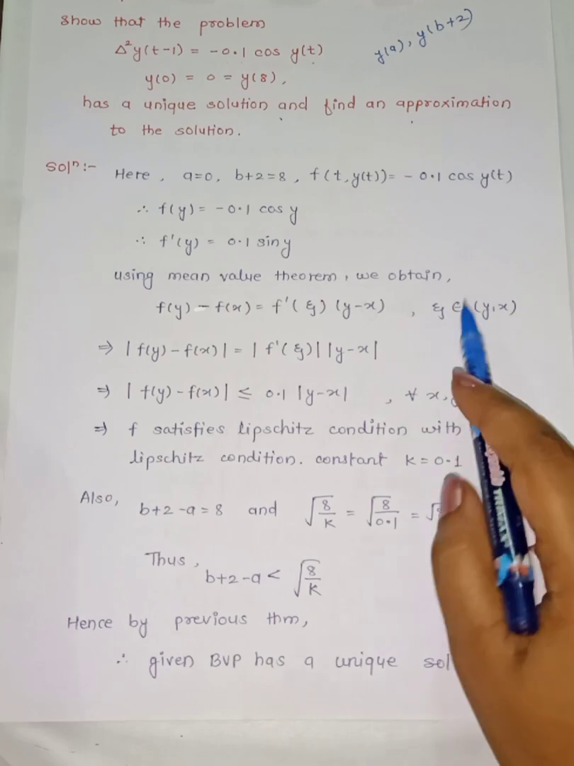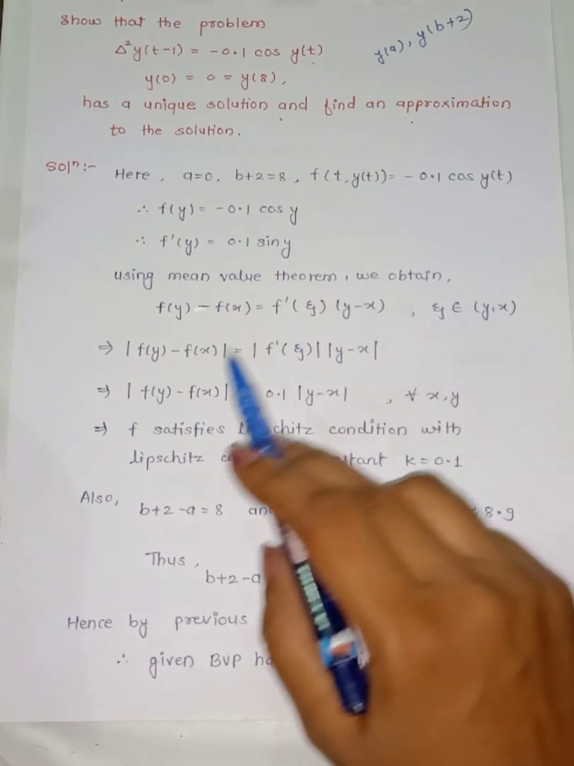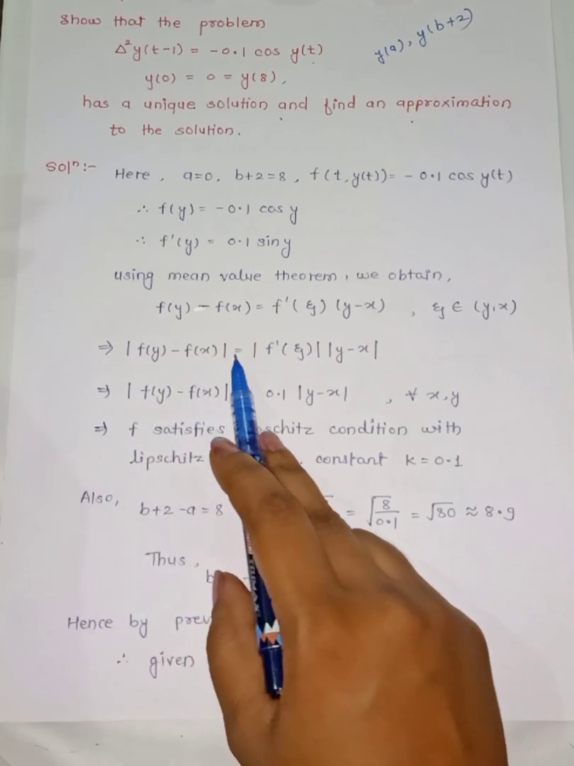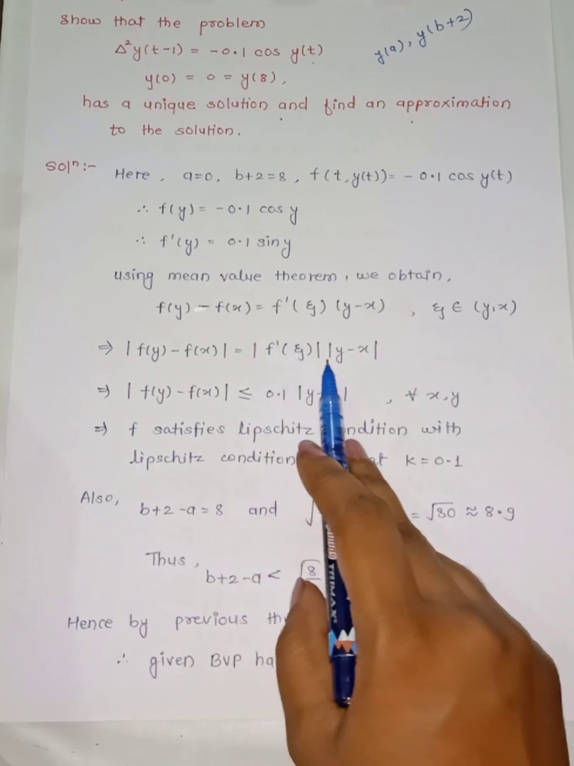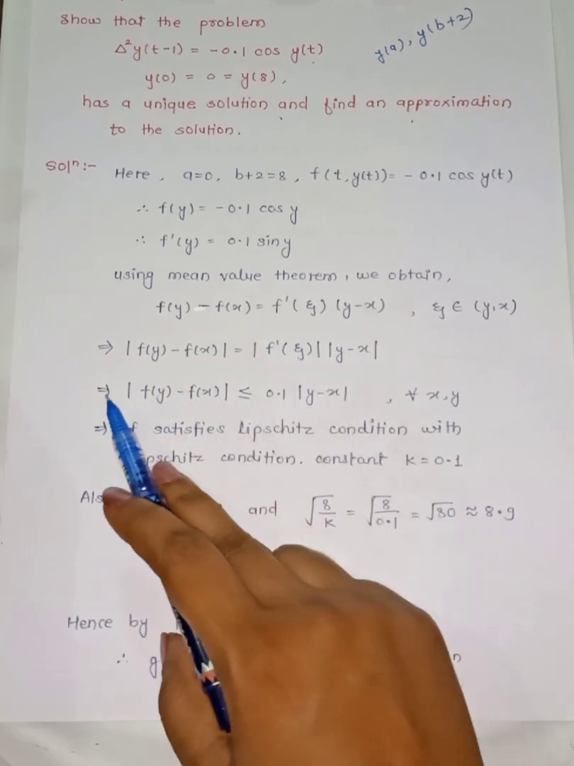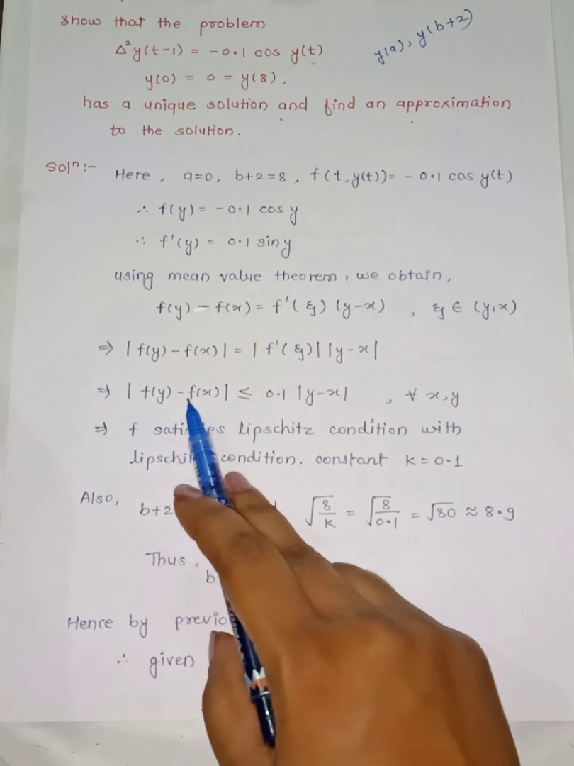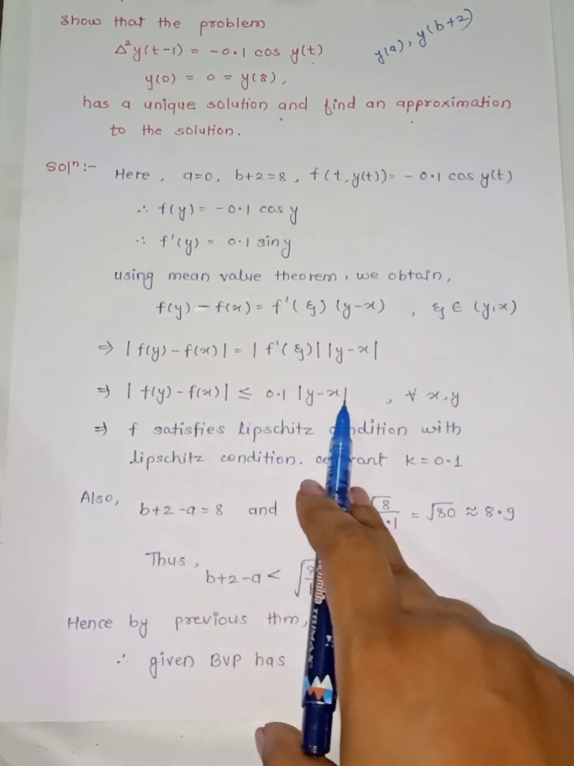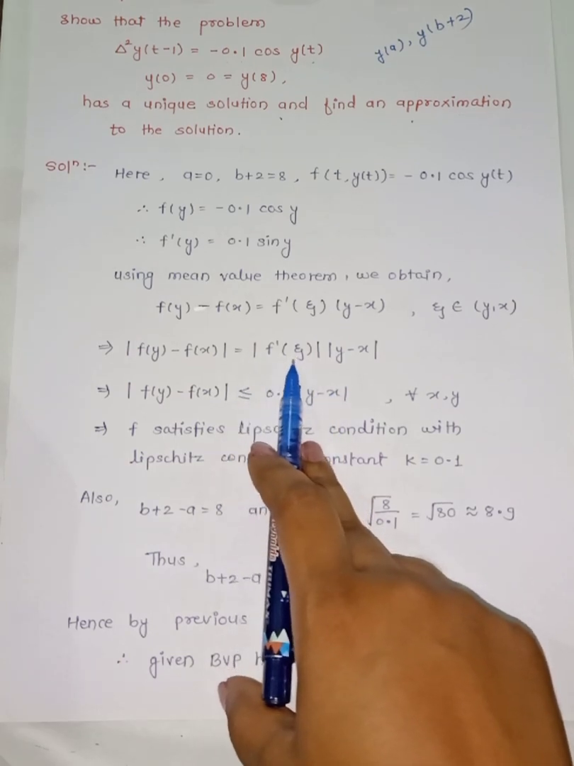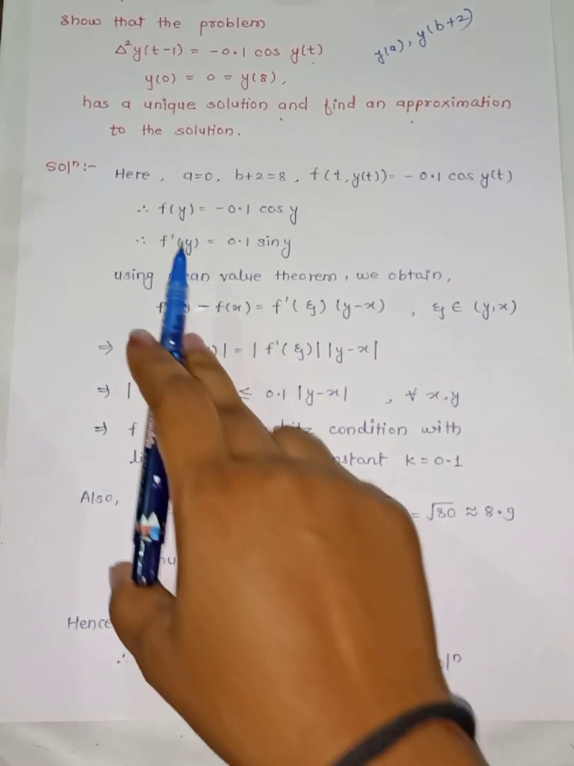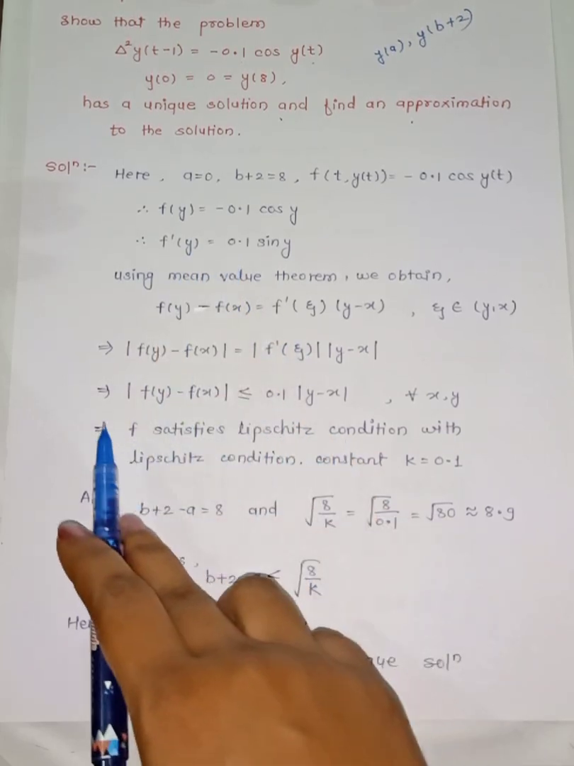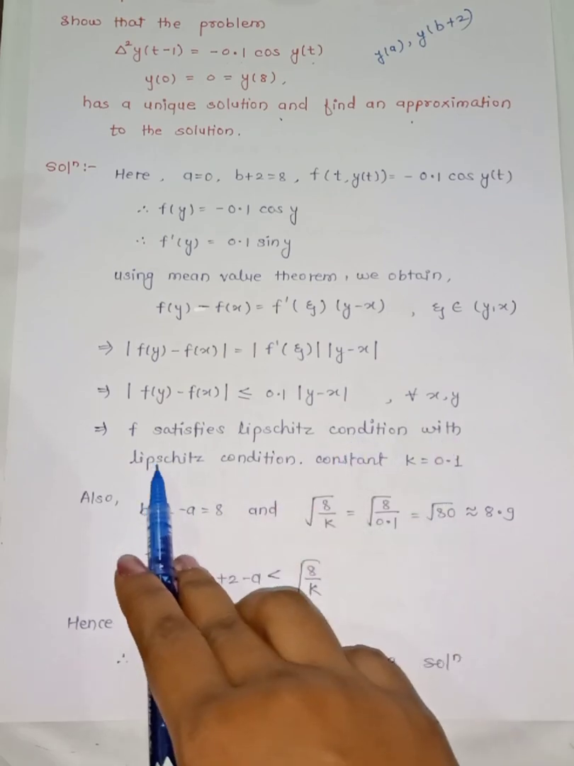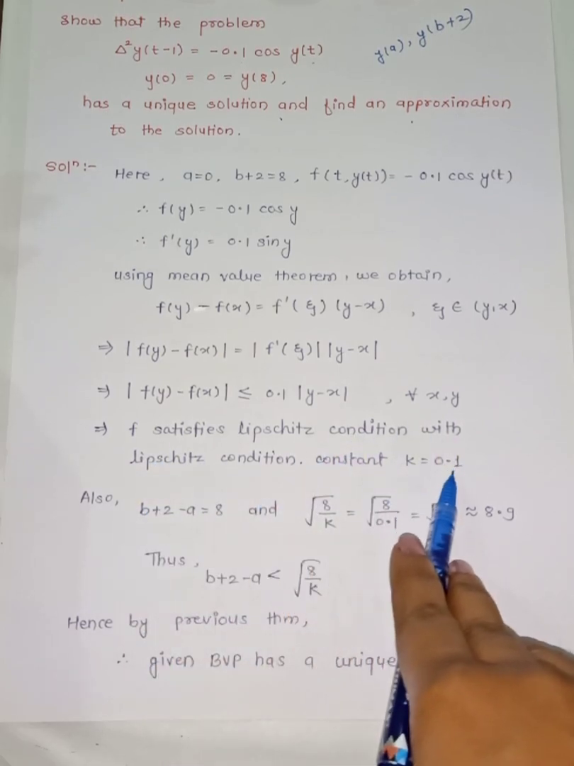Now that zeta belongs to the interval between y and x. Now it implies f of y minus f of x, mod, equals mod of f dash of zeta into mod of y minus x. Then mod of f of y minus f of x is less than or equal to 0.1 mod of y minus x. For mod of f dash of zeta, we took 0.1, putting zeta in place of y. Then f satisfies Lipschitz condition with Lipschitz constant k equals 0.1.